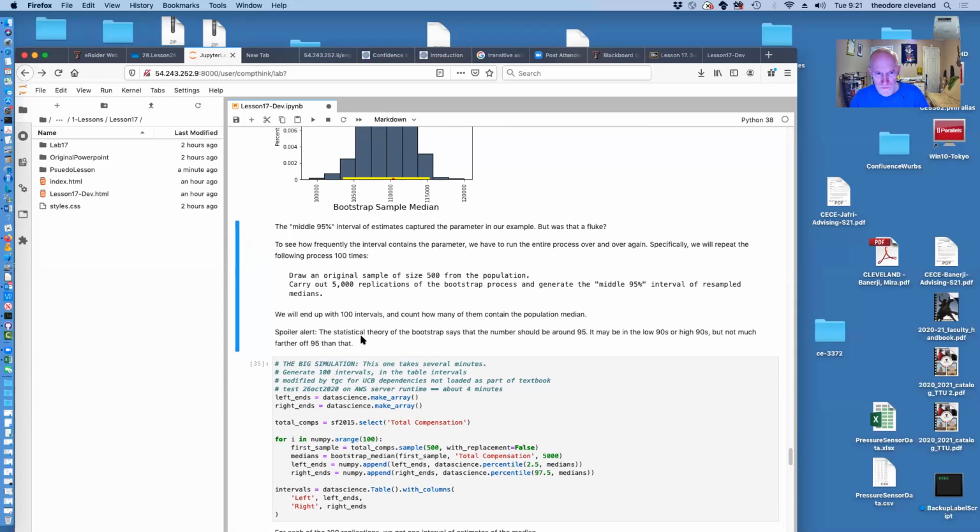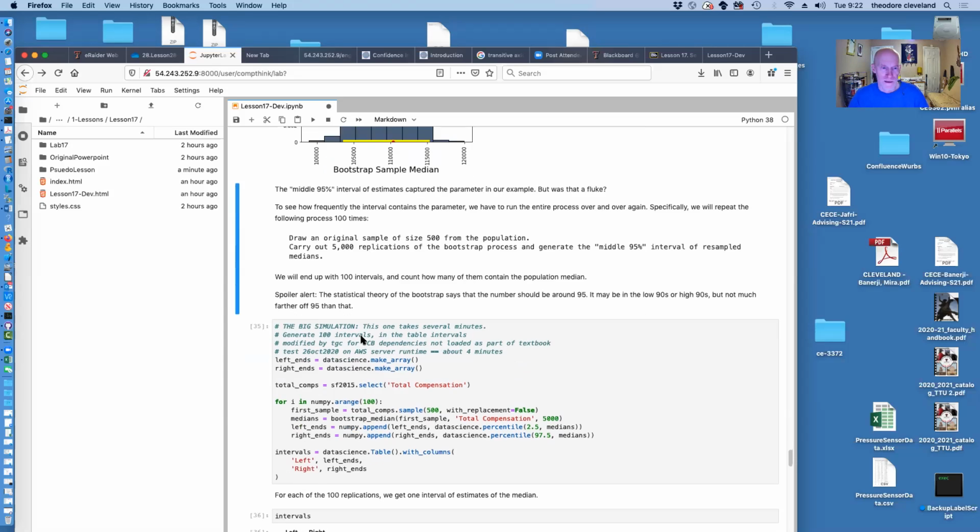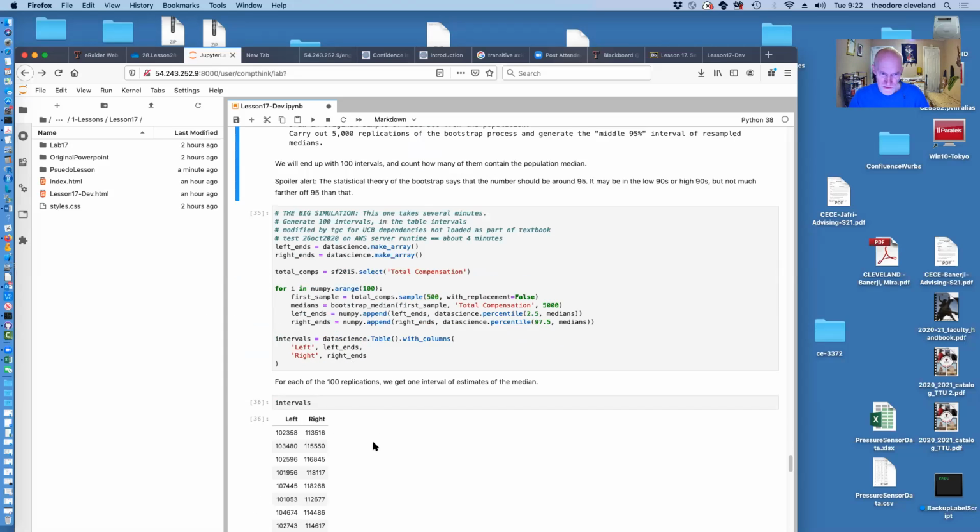So the way we picked it using the particular percentile, 2.5 to 97.5, we should get about 95% of the intervals will contain the median, but we're not guaranteed that. So here's the script to do it, and I'm not going to run it yet because I know it takes 4 minutes to run, but I'll read it to you.